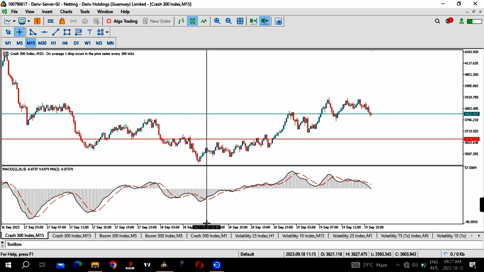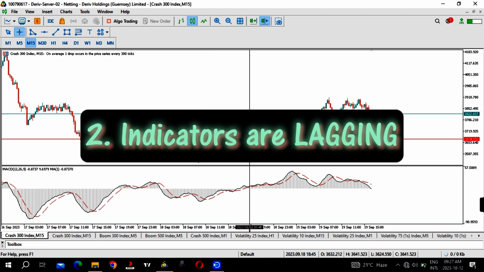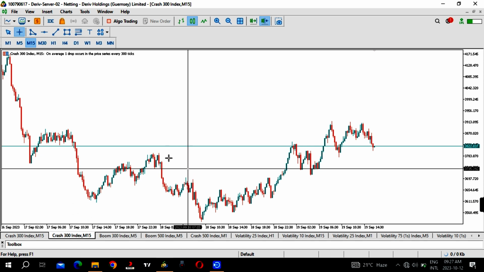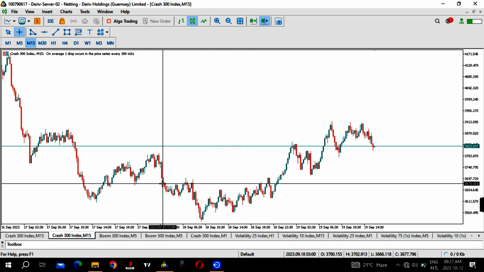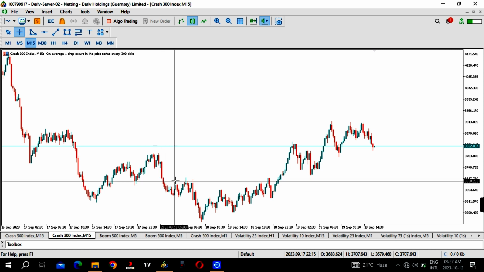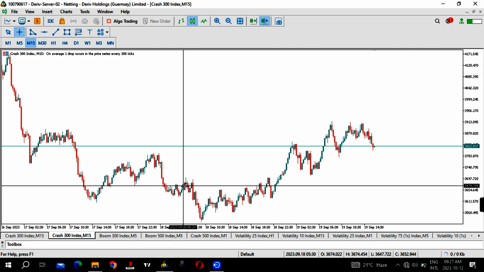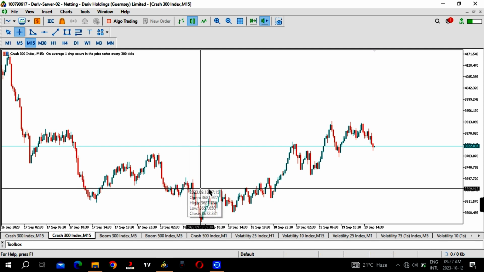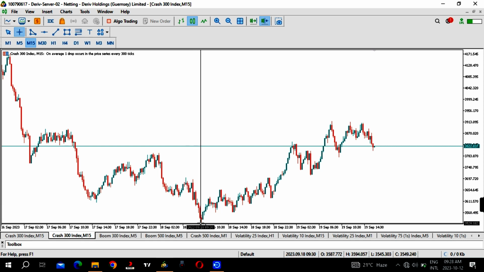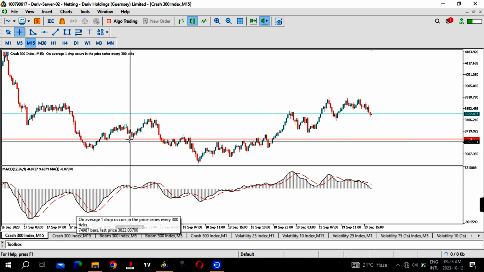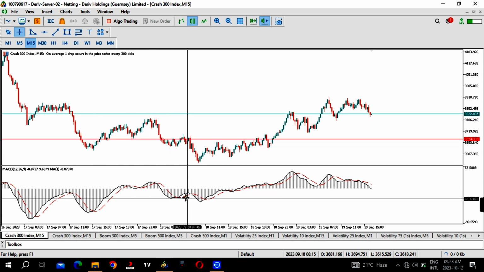reversal might happen. Then for the second reason, I think I've already preempted this: indicators are lagging, whereas price action is straight to the point. It's almost one and the same thing as the first point. But what I mean is, if you're using price action in this example, you're able to see that this is a doji formation. I'm able to enter when there's this morning star formation, and you've already entered, you're already in that trade. When you're using indicators, you have to wait until the crossover happens.